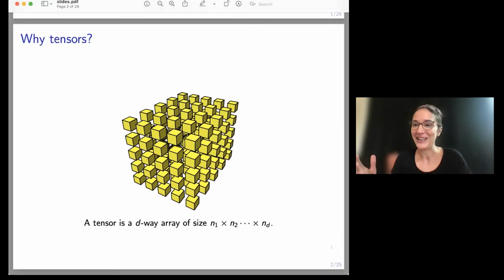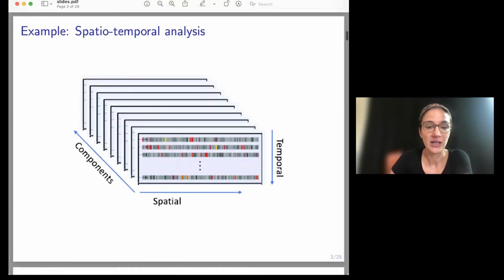So I'll try to keep the slides a little simple. Why tensors, which is related to Kronecker products. A tensor is just a generalization of a matrix. A matrix is considered a 2D array. We can consider D-way tensors, or I would just say a tensor of degree D of size n1 by n2 by ... nd. So this is a three-way tensor picture.